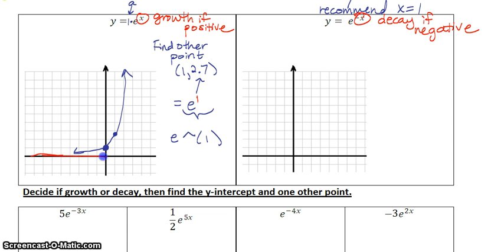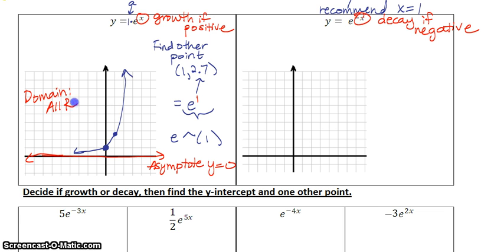Okay, so this one has the same asymptote as a normal exponential growth function. So the asymptote is at y equals 0. And the domain and range, the domain is all reals.